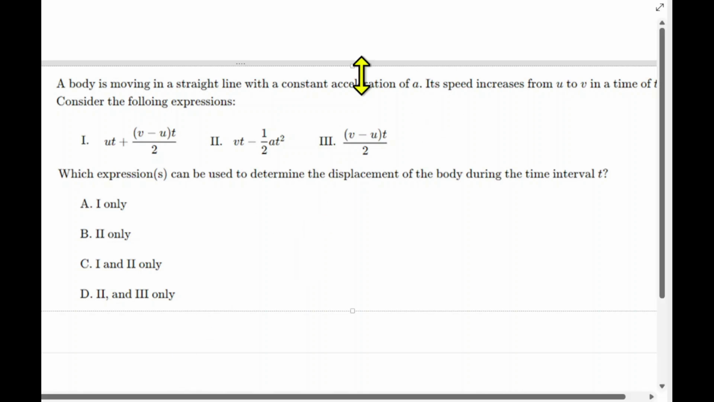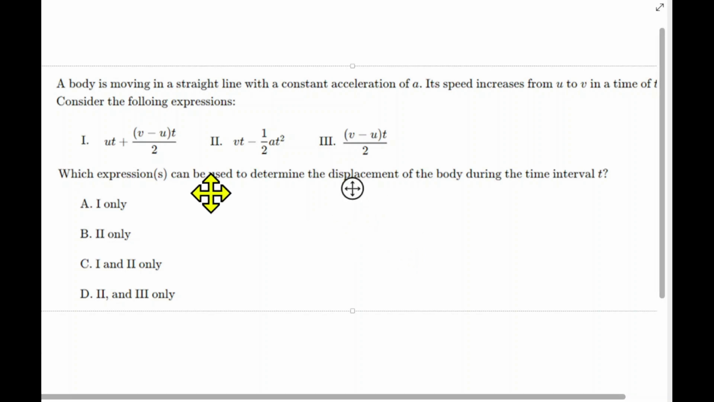A body is moving in a straight line with constant acceleration a. Its speed increases from u to v in a time of t. Which expressions can be used to determine the displacement of the body?